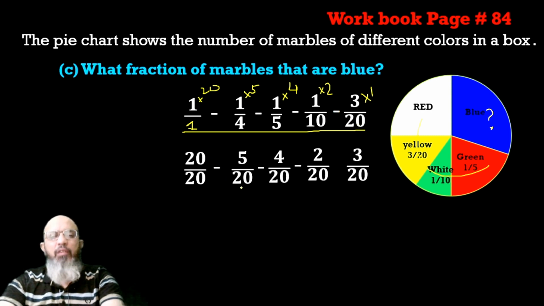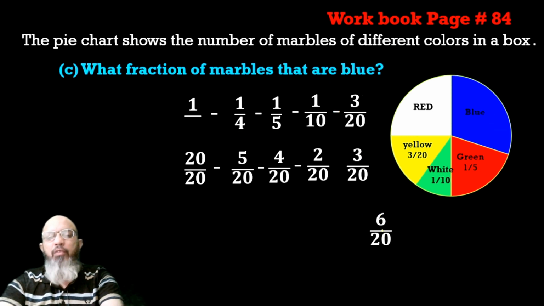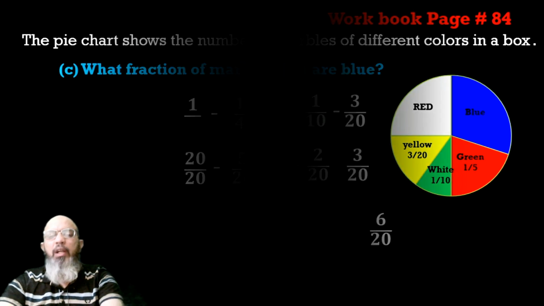20 out of 20, 5 over 20, 4 over 20. So from 20 we will subtract all these values, that is 5 plus 4, 9, 2, 11 plus 3, 14. So when we subtract we get 6 over 20. If we further simplify it, we can get 3 over 10 as our answer.